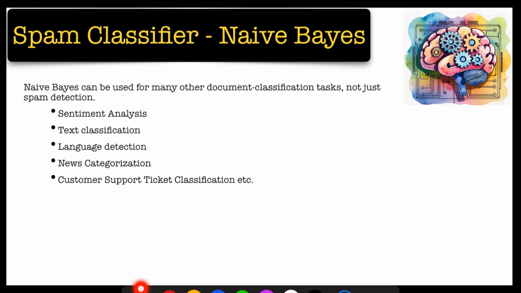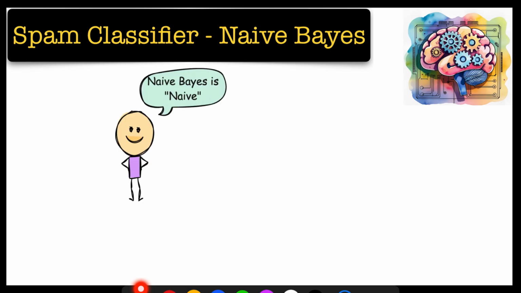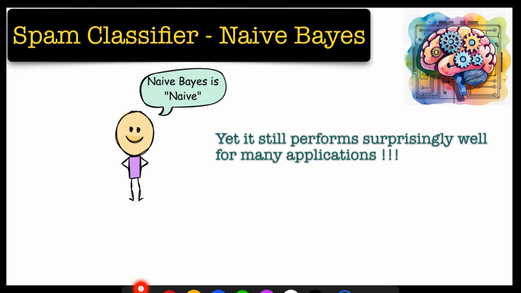Now, naive Bayes can be used for many other document classification tasks as well, not just spam detection, of course: sentiment analysis, text classification, language detection, news categorization, customer support ticket classification, etc. For many other applications, we can use naive Bayes. We can say naive Bayes is naive because it doesn't consider the word relations or any other input relations in the data set, but still it performs surprisingly well for many applications.